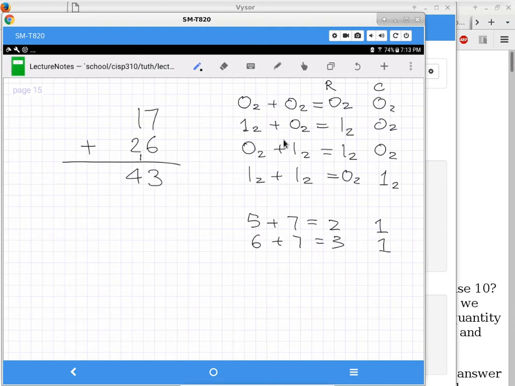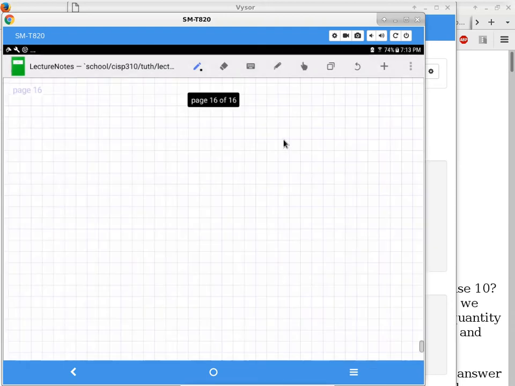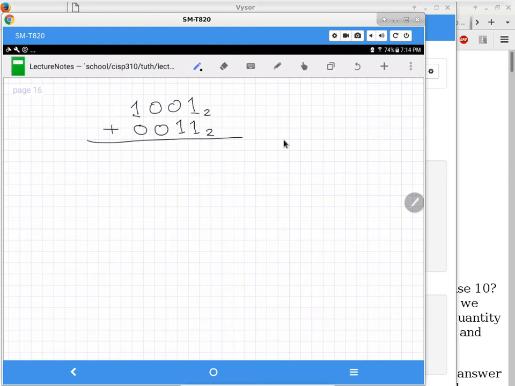Okay, to test whether you understand the concepts, we are going to do some binary addition. We'll try out some examples. So we'll have 1001 plus 0011. To emphasize that we are dealing with base 2, I'm going to put a subscript 2, because this is not 1001, it is actually 1001 in base 2.